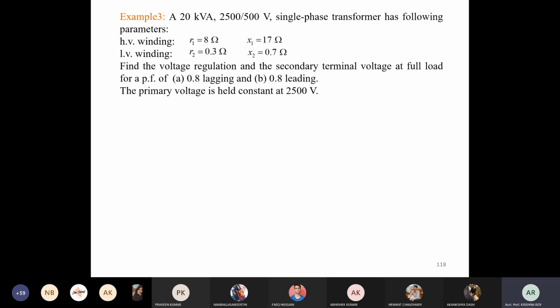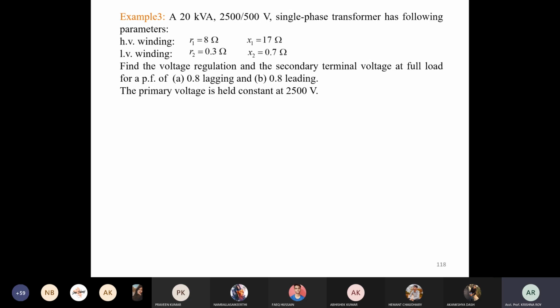Here a single phase transformer is given with rating 20 kVA and voltage rating 2500 by 500 volt. So the high voltage side voltage rating is 2500 volt, the low voltage side voltage rating is 500 volt, and the parameters are given. High voltage winding parameters are R1 8 ohm, X1 17 ohm, low voltage winding resistance R2 equals 0.3 ohm, X2 equals 0.7 ohm. The question is to find the voltage regulation and the secondary terminal voltage at full load for a power factor of 0.8 lagging and 0.8 leading. The primary voltage is held constant at 2500 volt.